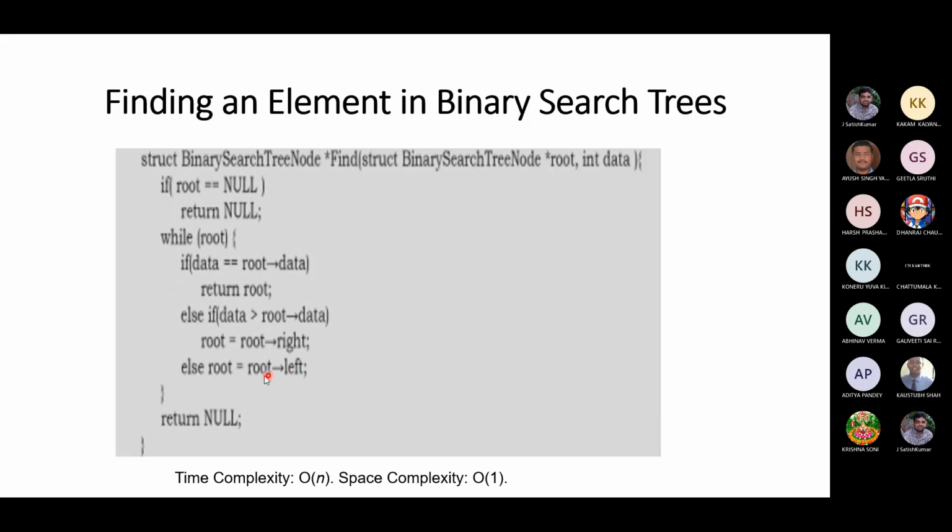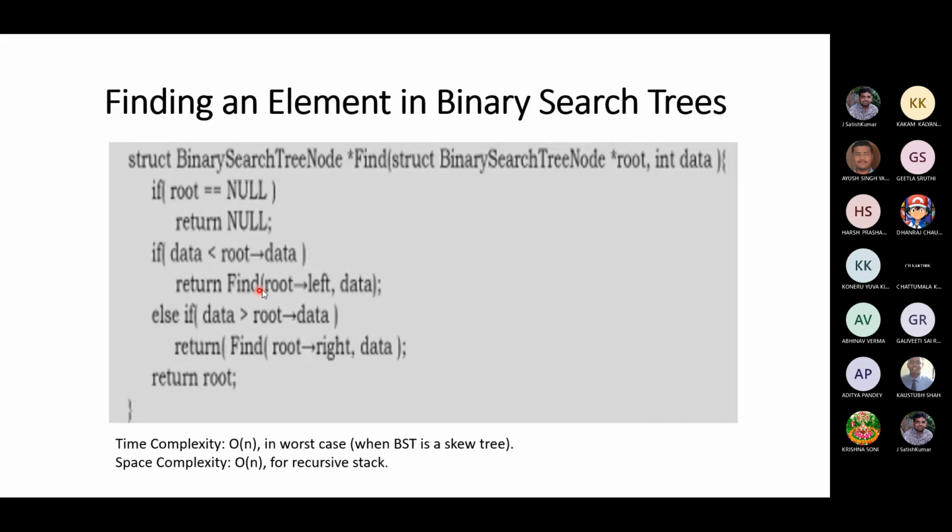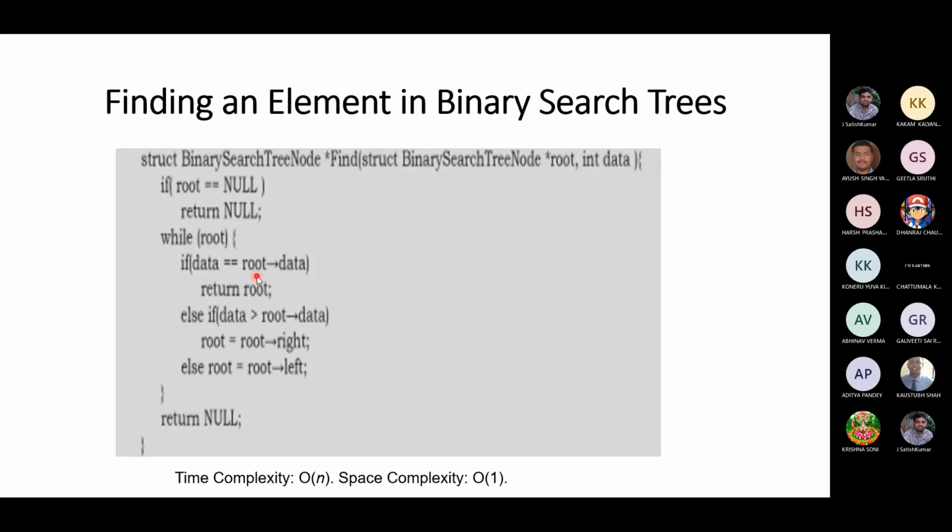So this is also the same. If you don't want to call a recursive function, you can use the other way. If data is not equal to root dot data, then return root. Else if greater, you go to the right, else you go to the left. You keep going till your element becomes null. This is the non-recursive version.